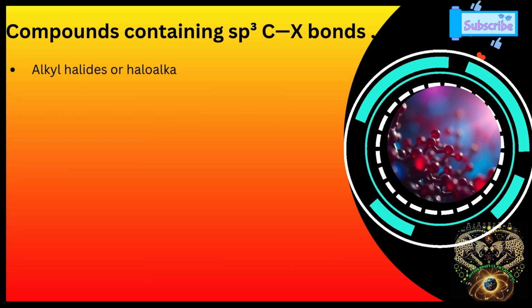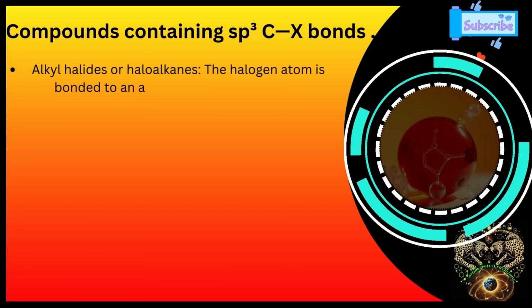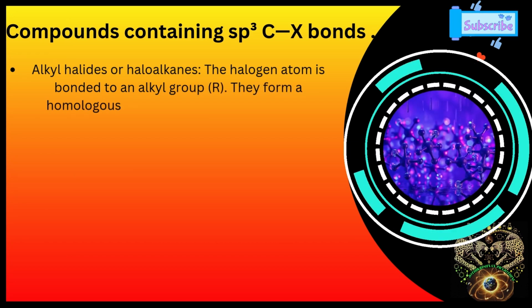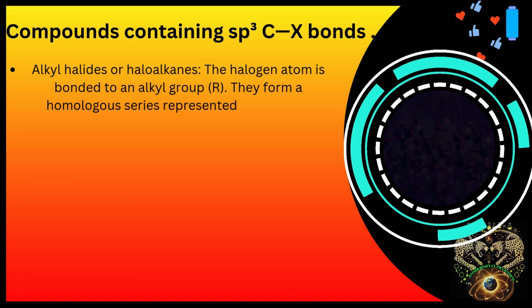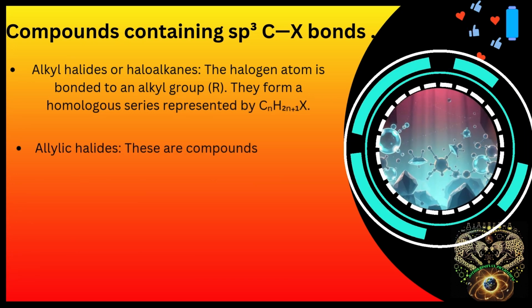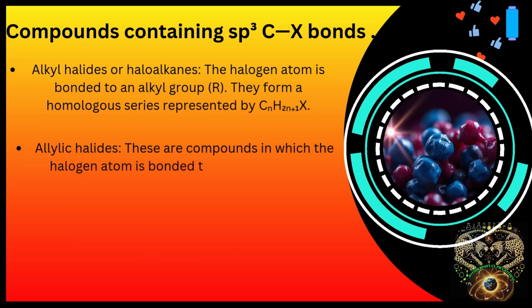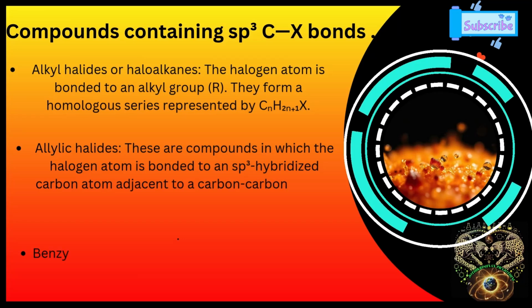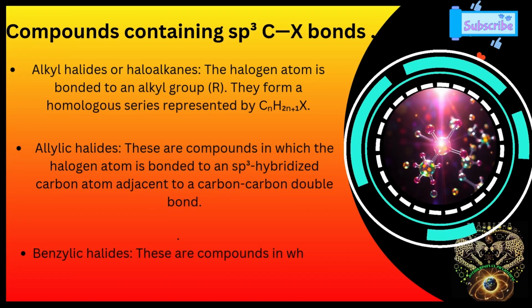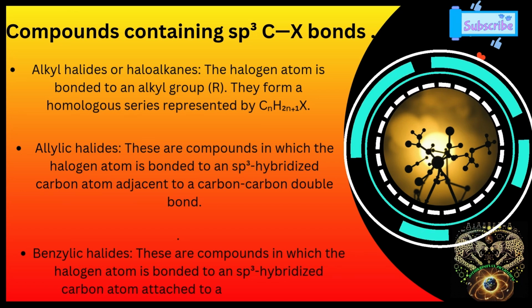First is alkyl halide or haloalkanes. The halogen atom is bonded to an alkyl group. They form a homologous series represented by CnH2n+1X. The second one is allylic halides. These are compounds in which the halogen atom is bonded to an sp3 hybridized carbon atom adjacent to a carbon-carbon double bond. The third one is benzylic halides. These are compounds in which the halogen atom is bonded to an sp3 hybridized carbon atom attached to an aromatic ring.